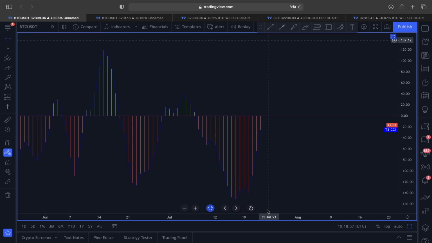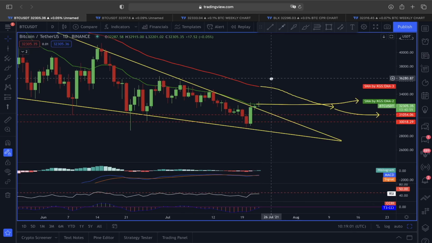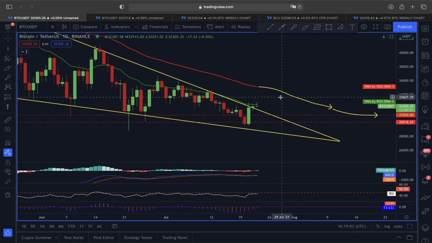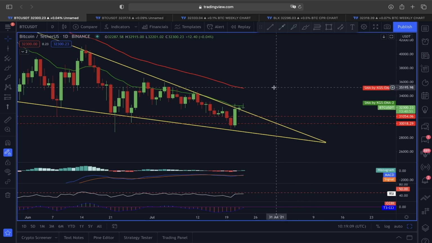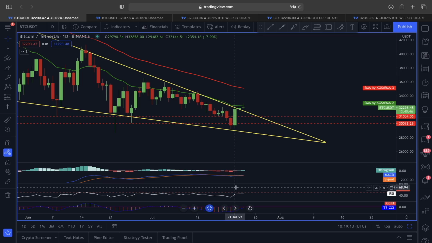And also the T3CCI, you can see it is still in negative territory, which is indicating that the price here could see some movement to the upside, but the actual price movement is only going to happen if we see this crossover happening, MACD confirming it, RSI confirming it, and this T3CCI confirming it.